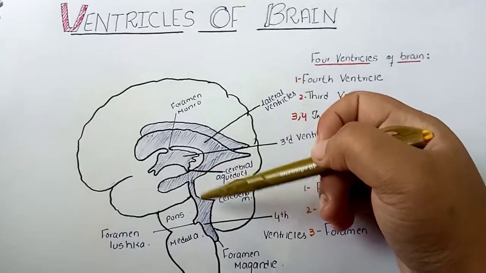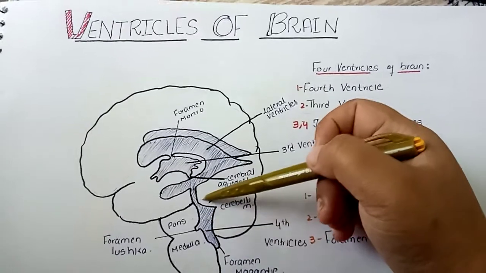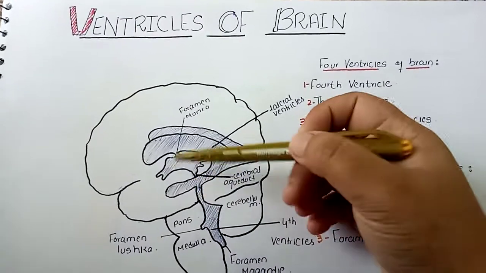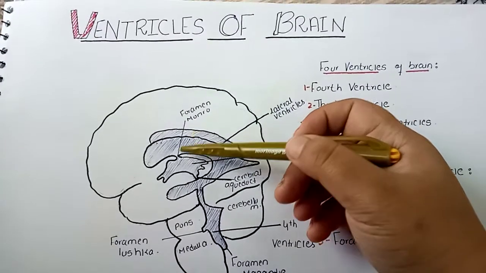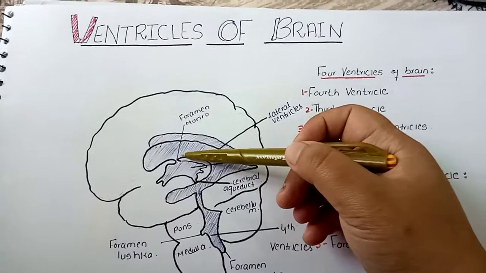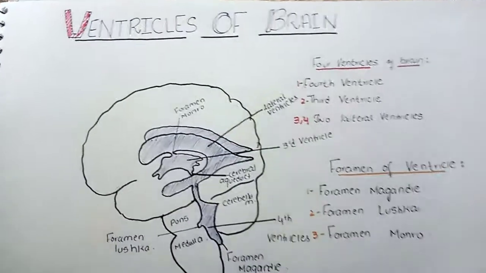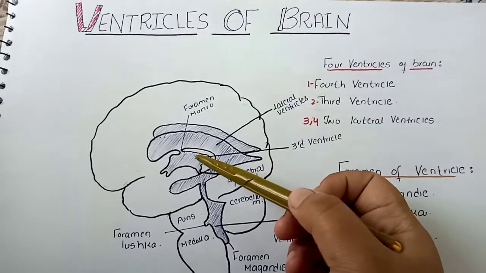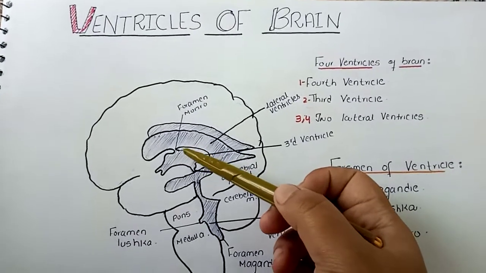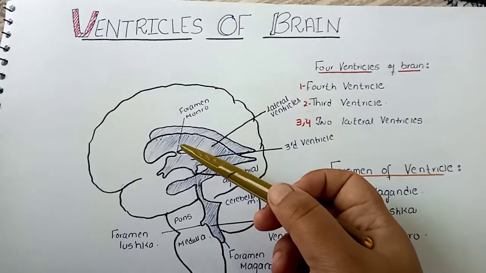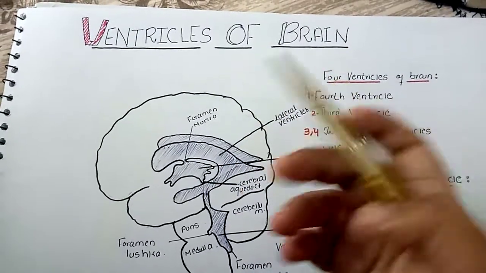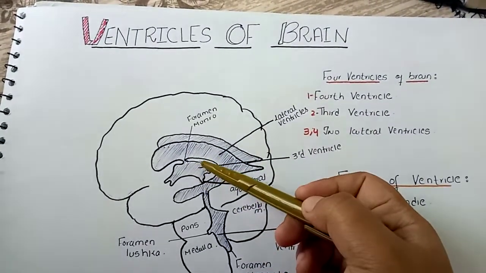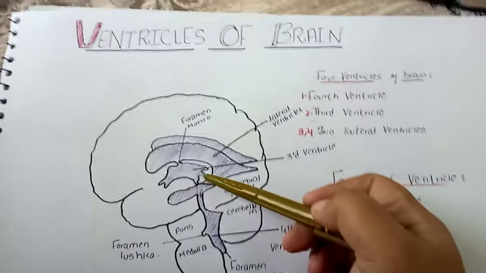This ventricle is posteriorly continuous with the fourth ventricle through the cerebral aqueduct and anteriorly continuous with the 2 lateral ventricles through the foramen of Monro, or the interventricular foramen. And the third ventricle is present between the 2 thalami. Basically, the thalamus is a structure which is entirely made up of grey matter. So between the 2 thalami is the presence of the third ventricle.